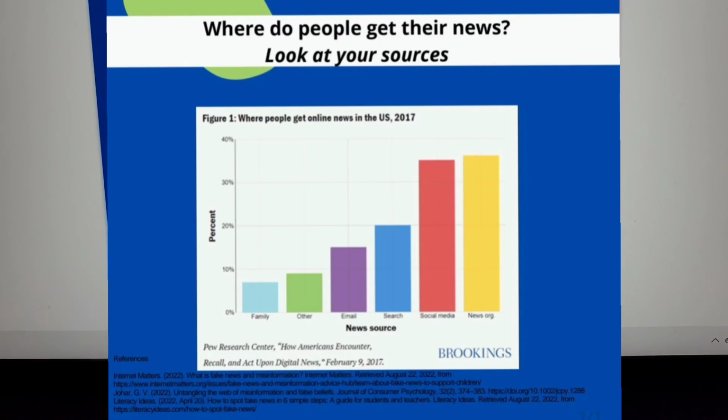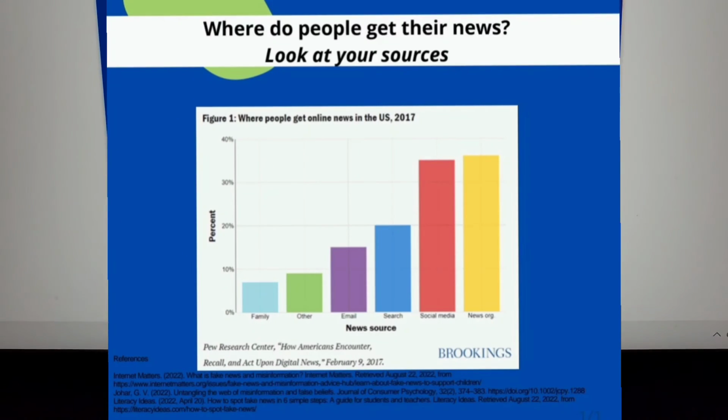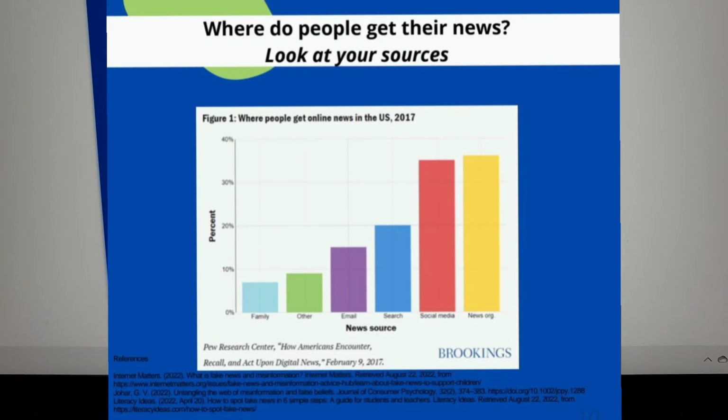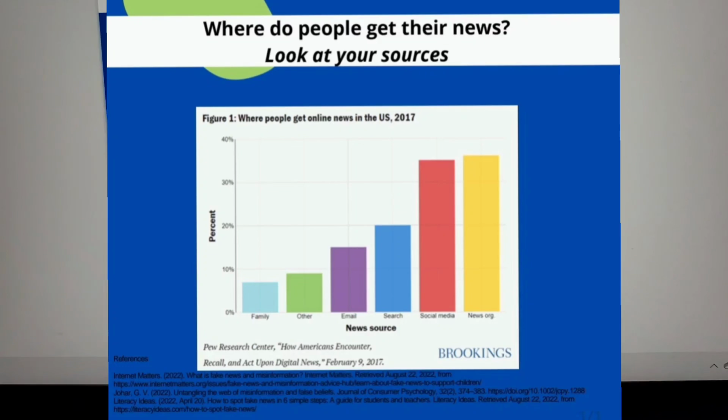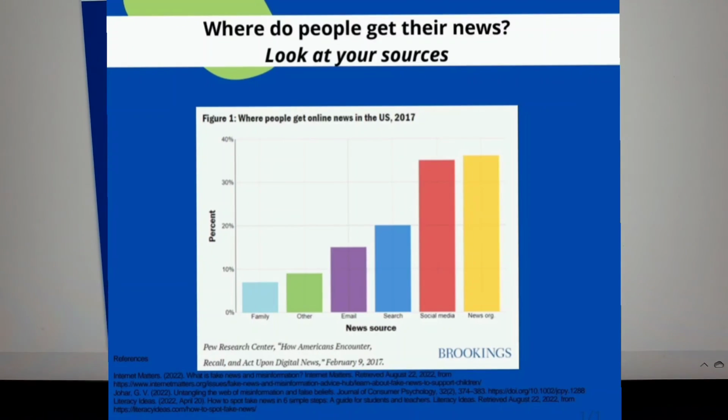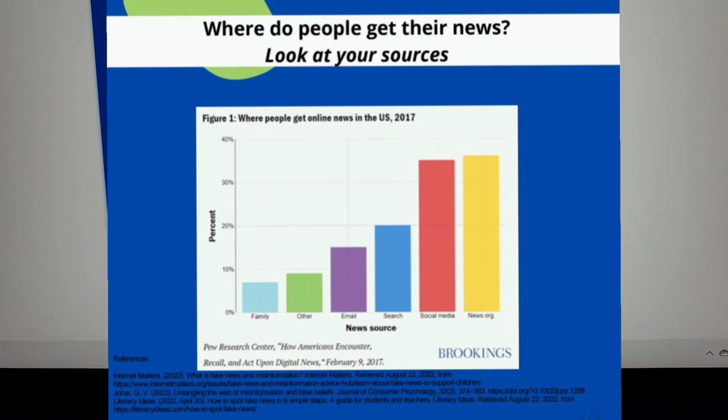A good example of that was during the COVID pandemic. We saw all sorts of things being shared on social media. And not all of them were correct, and some of them were very harmful. So it is very important to do your homework, to know where the information's coming from, to check your sources, and to check when, who, what, where, and why.